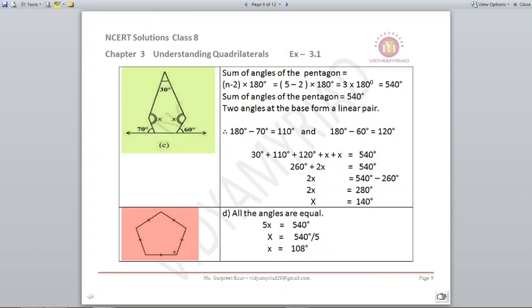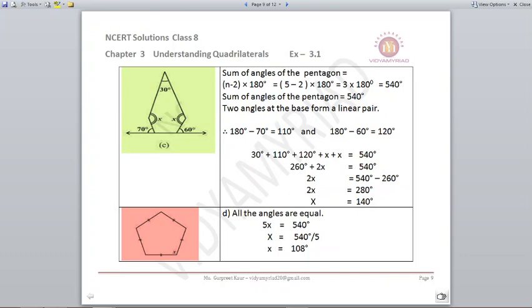Now in this, if you see, in the base angles there are 70 and 60 written on the exterior. These base angles form a linear pair, so we can find the interior angles of the shape. If I consider 70 degrees, the inside will be 110 degrees because the total should be 180 degrees. If I consider 60 degrees, then the inside should be 120 degrees. Considering this, we will find the value of x.